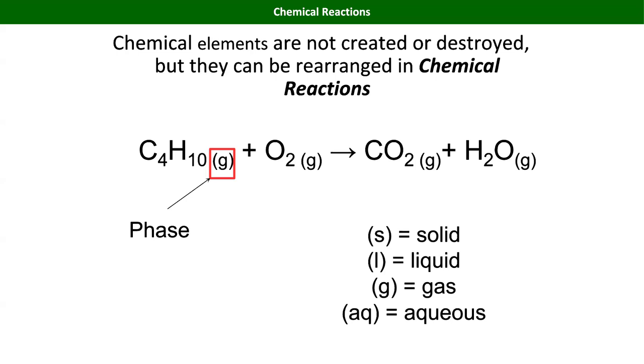So the other thing that's tricky about these is that we still have to abide by conservation of mass. If we have to abide by conservation of mass, there's a problem with this reaction the way it's written. What is it? What's off about this equation if we're thinking about conservation of mass? Yeah, we started with 10 hydrogens and we ended with only two. We started with four carbons and we ended with only one. That can't be true, right?